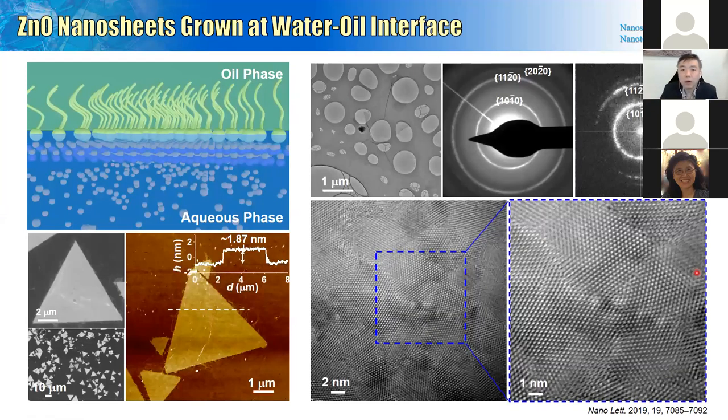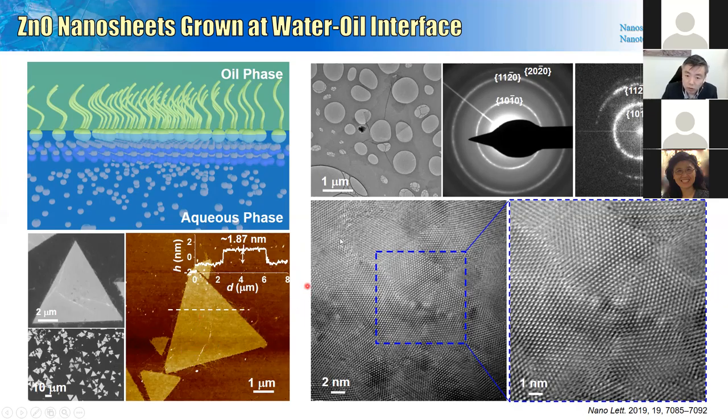Okay. So then we further change the interface, moving from the water-air interface to a water-oil interface to study the growth behavior. So we replaced the top surface of air with an oil phase. Here it is toluene, okay? And we went through the same growth process, and we also obtained nice zinc oxide nanosheets with very large sizes. And we can see that the nanosheet surface becomes even smoother and with even less byproduct or dirt coming out from the surface.